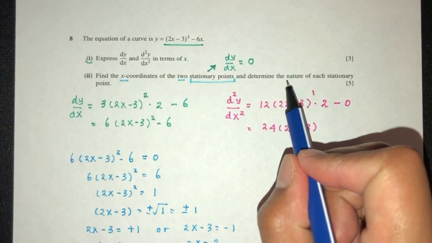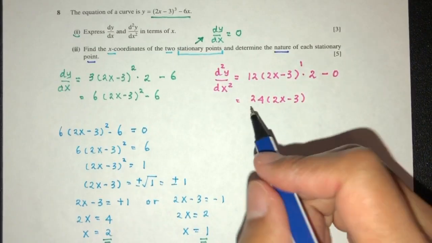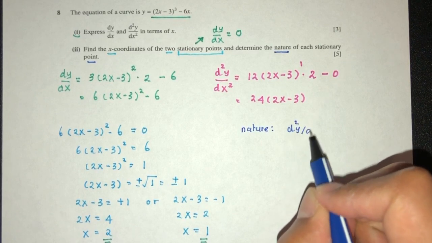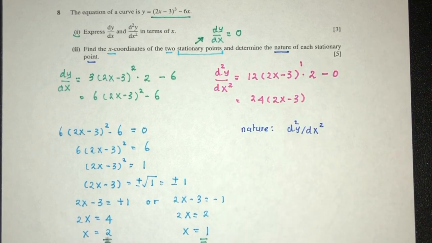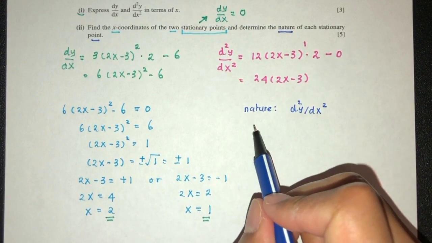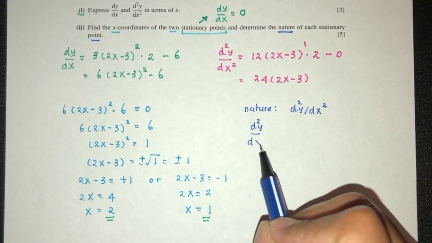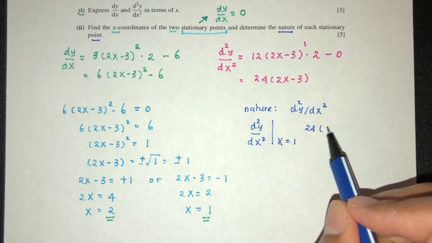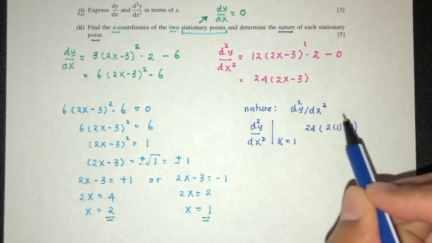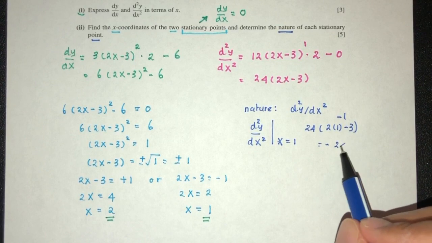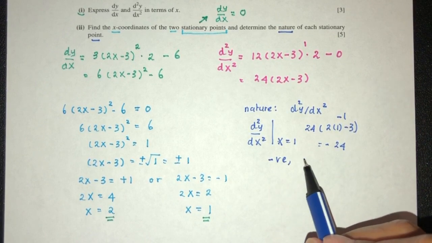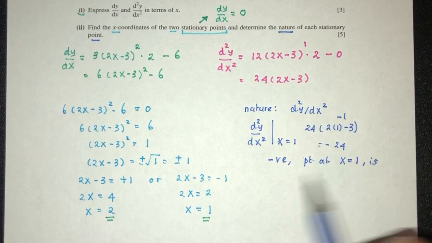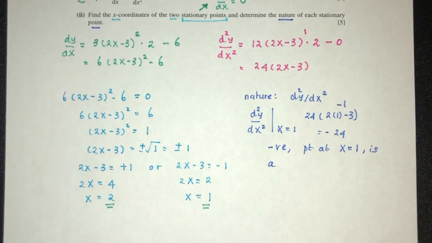Now we have to find the nature of each point. To find the nature, whenever you hear nature, we have to use d2y by dx2. So at this point, x equal to the value of 1. So let's find this one. What is the d2y by dx2 when x is equal to 1? That will be 24 times (2 times 1 minus 3). That is minus 1, right? So that will be minus 24. Since it is negative, we conclude that the point at x equal to 1 is a maximum point.